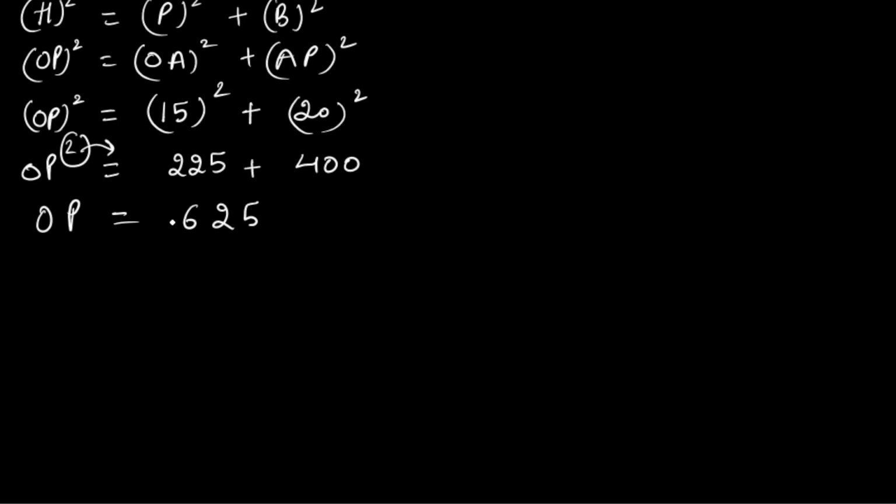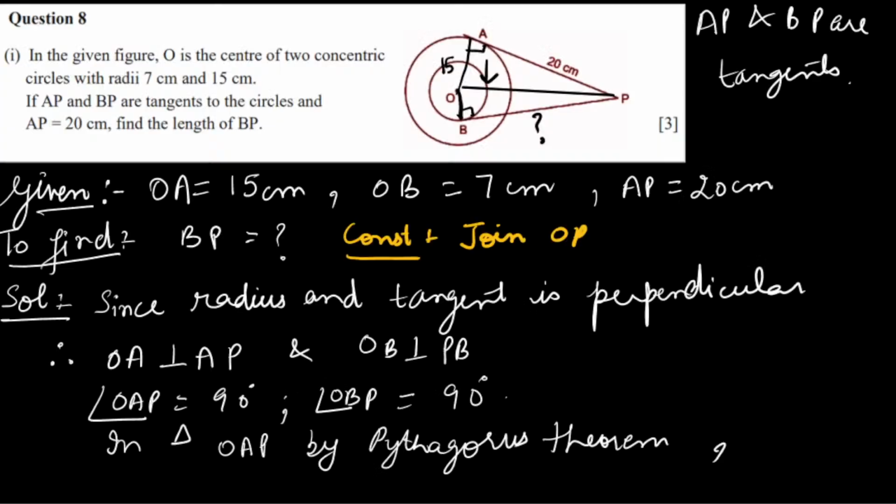Because we have to find OP, not OP square, if we shift the square to the other side, it will become a square root. The square root of 625 is 25. So the length of OP we have found is 25 centimeter.